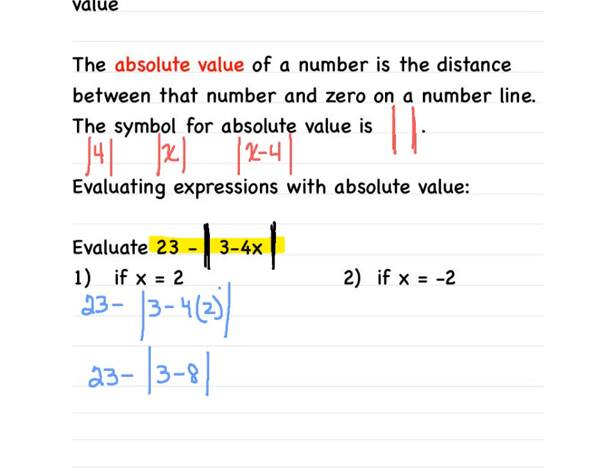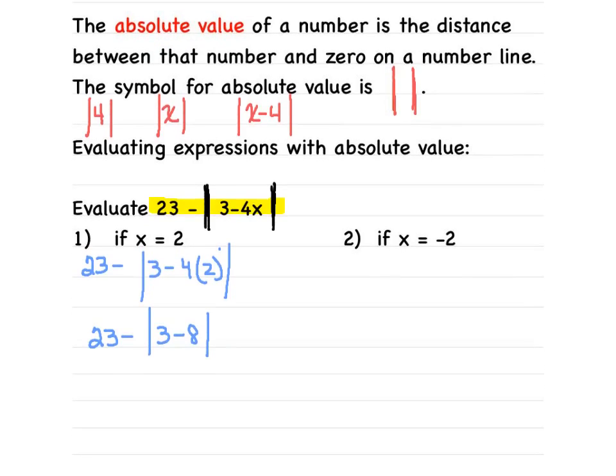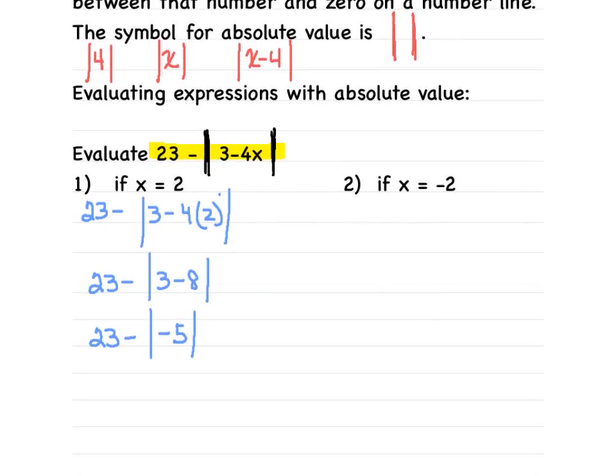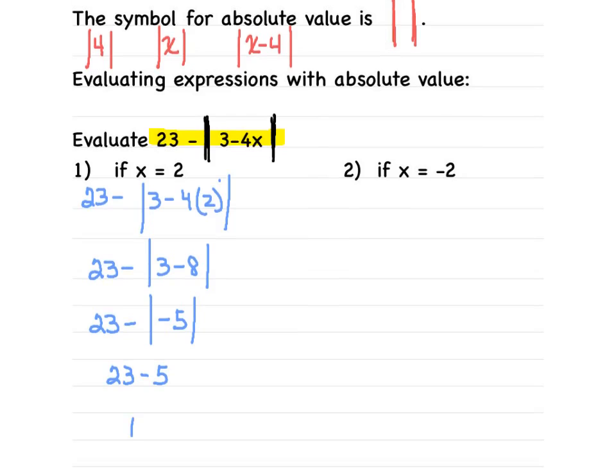The next thing we have to do is, of course, continue working within the absolute value bar since it is a grouping symbol. So let's do that. 3 minus 8 is negative 5. And now we can evaluate the absolute value. Absolute value of negative 5 is asking, how many units away from 0 is negative 5? And the answer is 5. So I'd have 23 minus 5, and 23 minus 5 is 18. So my solution is 18.